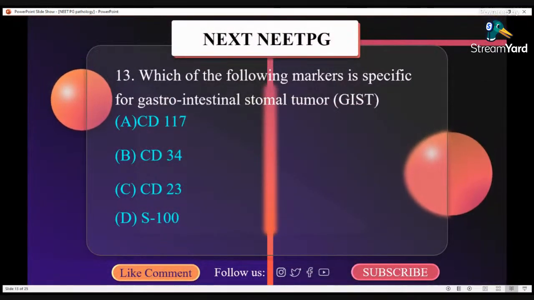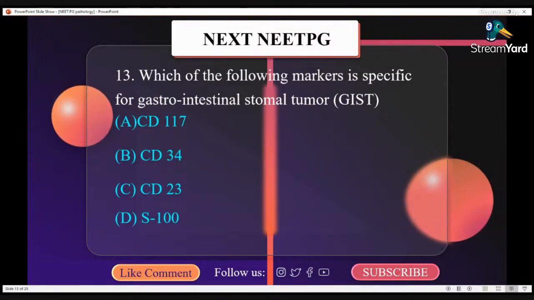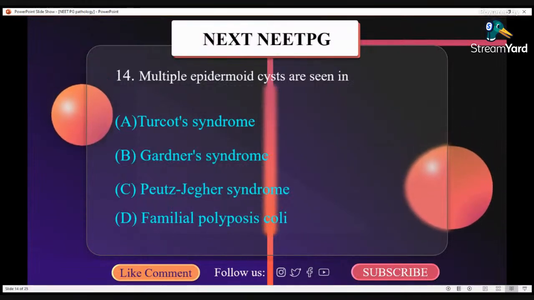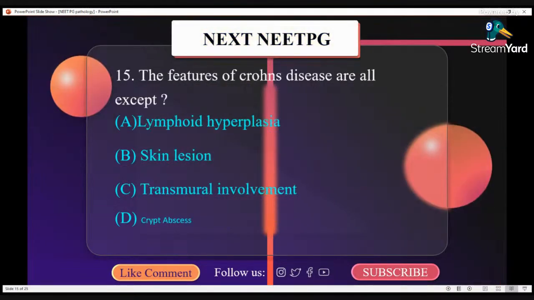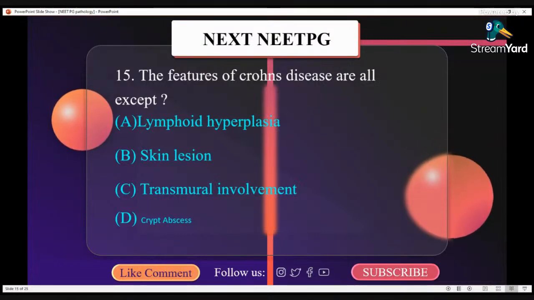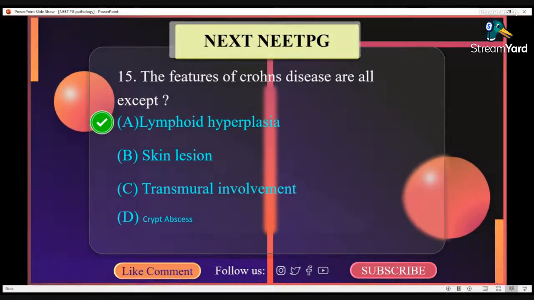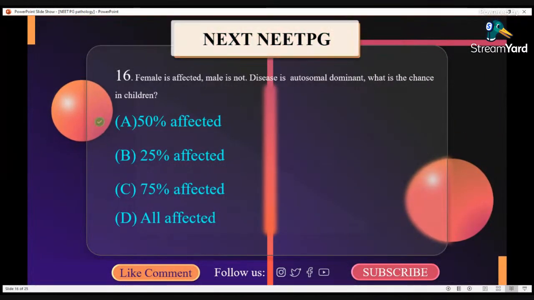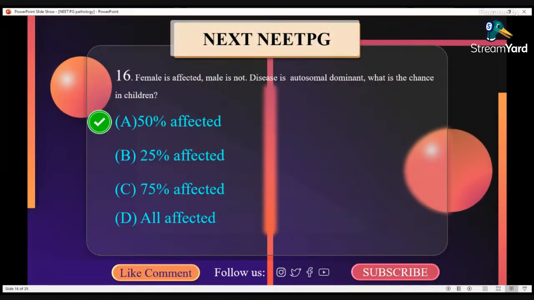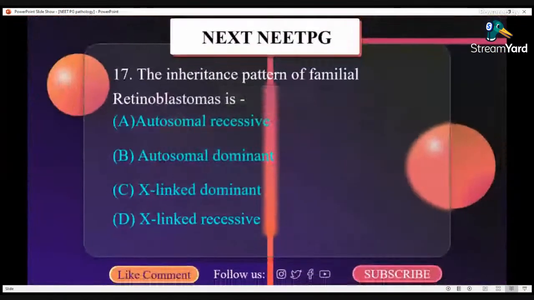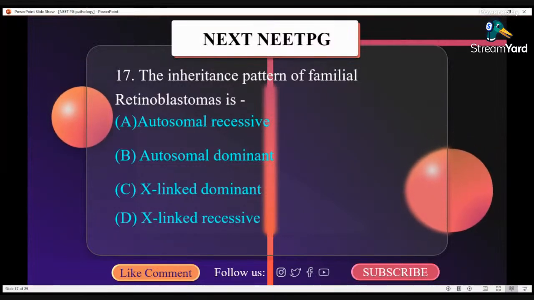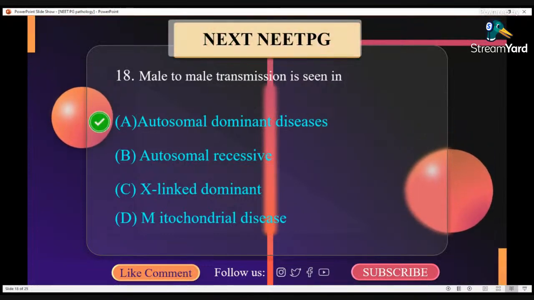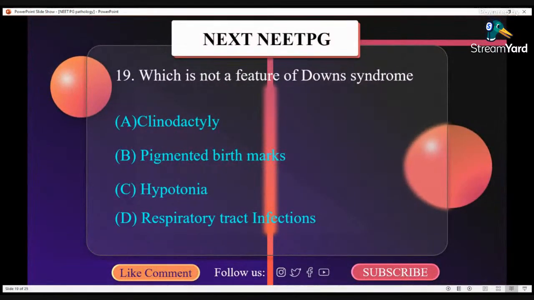Which of the following markers is specific for gastrointestinal stromal tumor? It is CD117. Multiple epidermoid cysts are seen in. The features of Crohn's disease are all except lymphoid aplasia. Female is affected, male is not. What is the chance in children? 50% affected. The inheritance pattern of the family is autosomal dominant. Male to male transmission is seen in autosomal dominant disease, which is not a picture of Down syndrome.